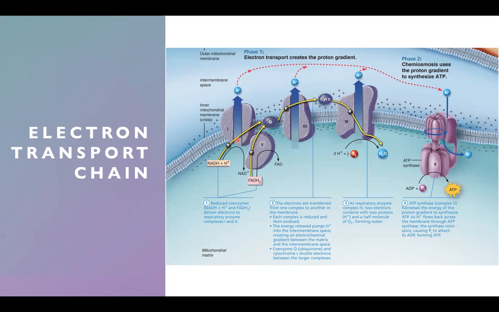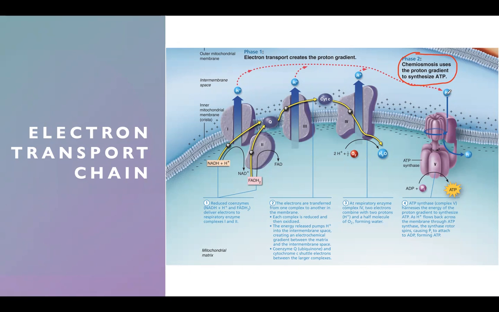So again, what we're doing is we're transferring electrons through these complexes, and you can follow their pathway in yellow. And when we transfer those electrons, we're pumping hydrogen ions across to create a gradient. Chemiosmosis uses that proton gradient then to synthesize ATP in step 2 or phase 2. So once we create this gradient of hydrogen ions up here in the intermembrane space, our ATP synthase comes alive, and this is where the magic happens.